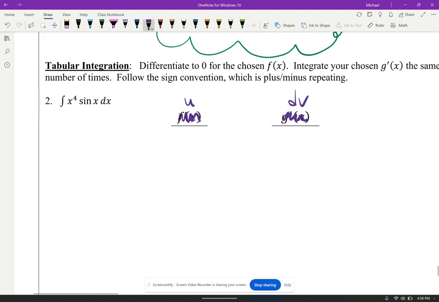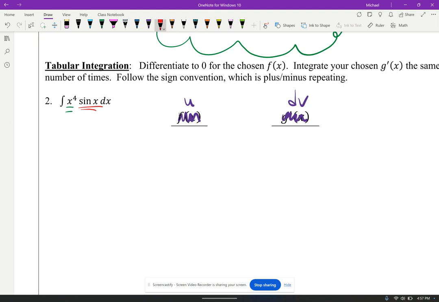But the way this works is sometimes we have a pair of functions, and here's my pair, x to the fourth and sine x. We have a pair of functions where one of them cycles through its antiderivatives or derivatives. In other words, if I take the antiderivative of sine x, that's going to be negative cosine x. But if I take the antiderivative of negative cosine x, that's going to be negative sine x. And if I take the antiderivative of negative sine x, I'm going to get cosine x. And if I take the antiderivative of cosine x, I'm going to get sine x. And then it starts all over again, right? So one of the functions cycles through its antiderivatives.